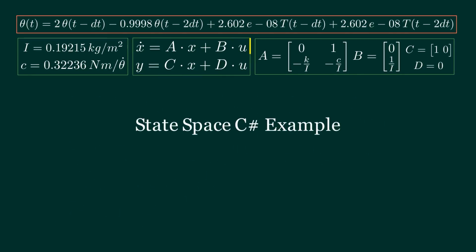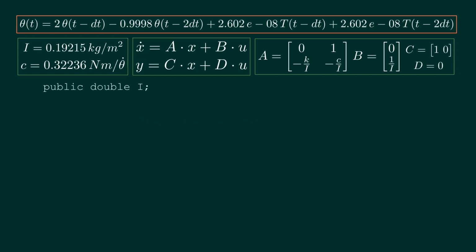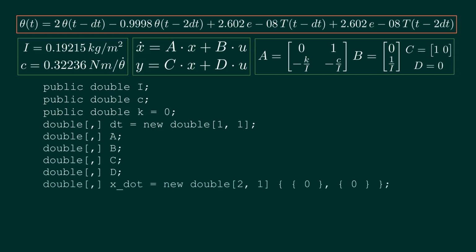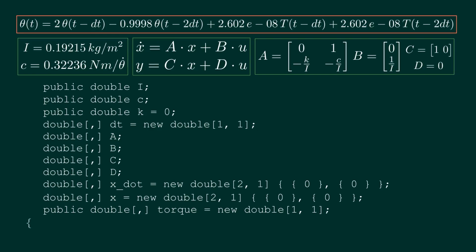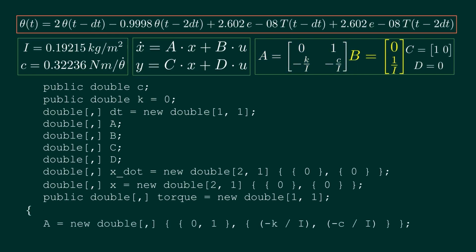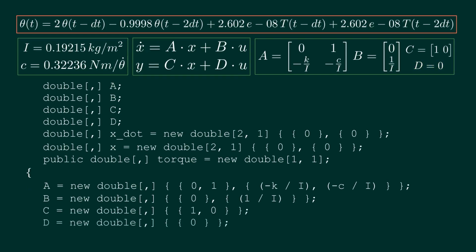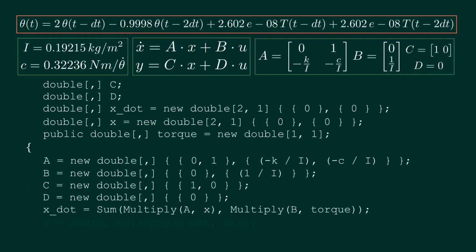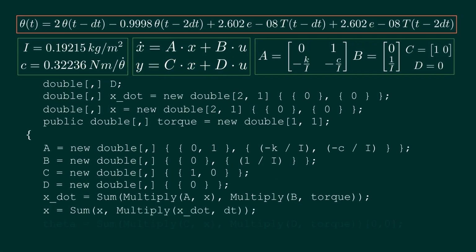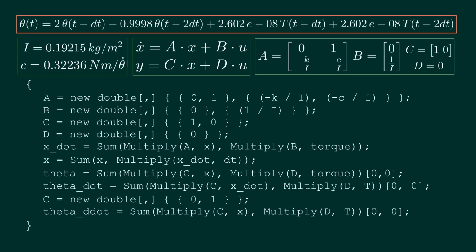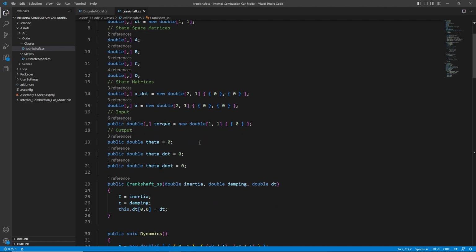For the state space example, we define system parameters, all the matrices and the vectors that we talked about. In the loop, we start defining the system matrix, then the input vector, output vector, and feed-forward vector, following with calculating the x dot and integrating the x dot to find out x. Then all we need to do is extract all the data we want and assign them. That's it. I already implemented the equations to Unity.